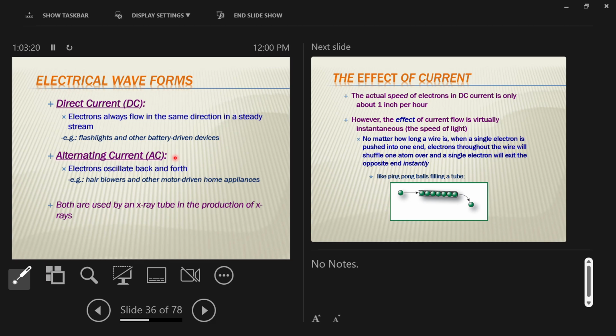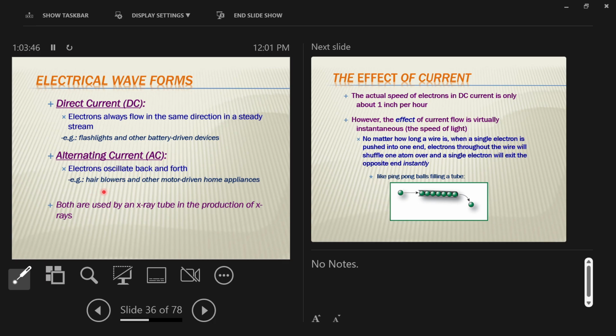So once you switch to AC, now you don't need a power plant every couple of blocks. You need one power plant that can send power out very far away. Okay, so shaking the electricity back and forth in the lines allowed them to send power over very long distances because the resistance became negligible at that point. Okay, the resistance didn't increase the further away you are.